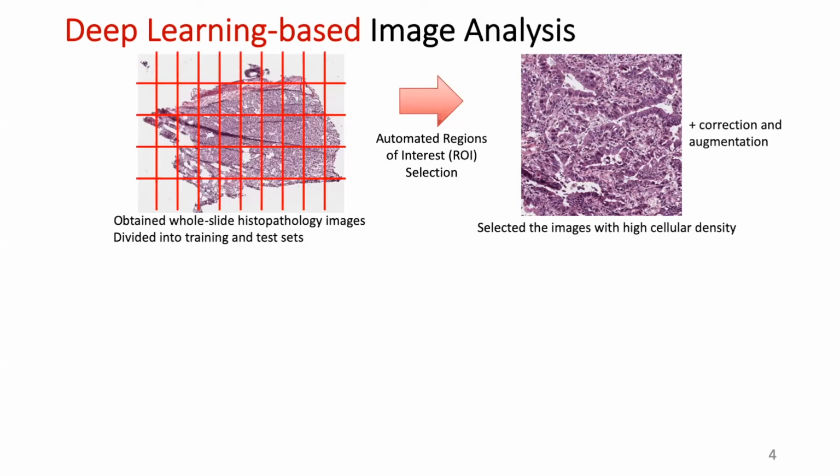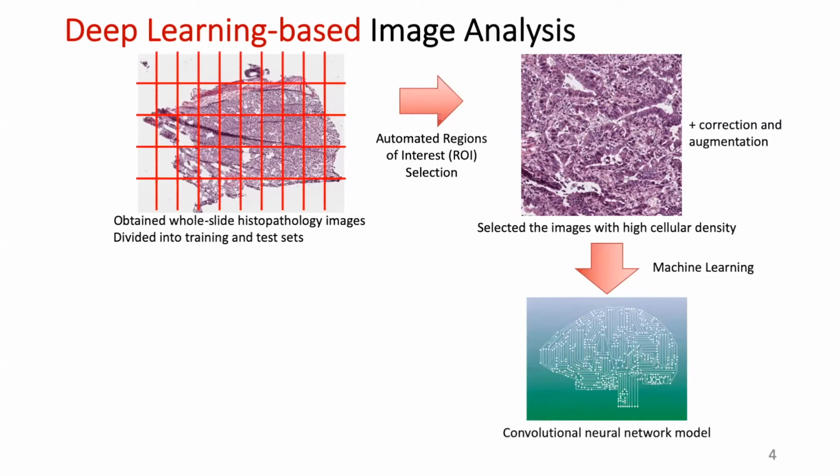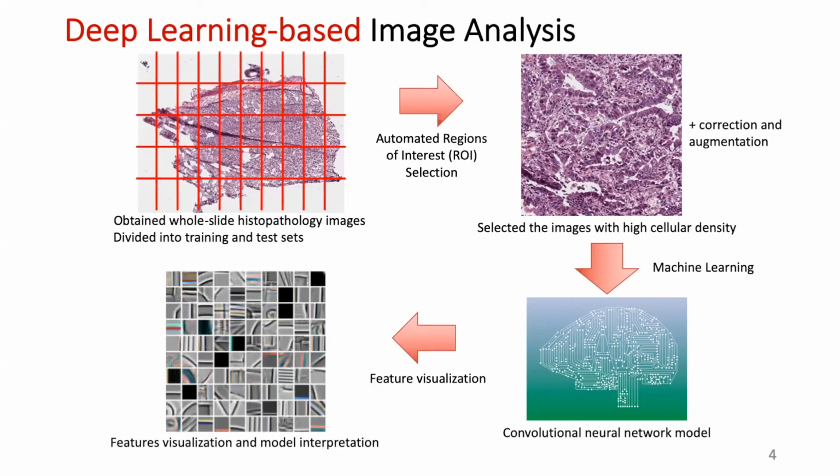Once we have collected the regions of interest, we feed these selected views into machine learning models. In this case, a deep convolutional neural network model to connect the images with our outcomes of interest. And we further visualize the features in our models to better interpret what's going on in our models and why our models perform well in many clinical applications. So we visualize these features and interpret these models accordingly.